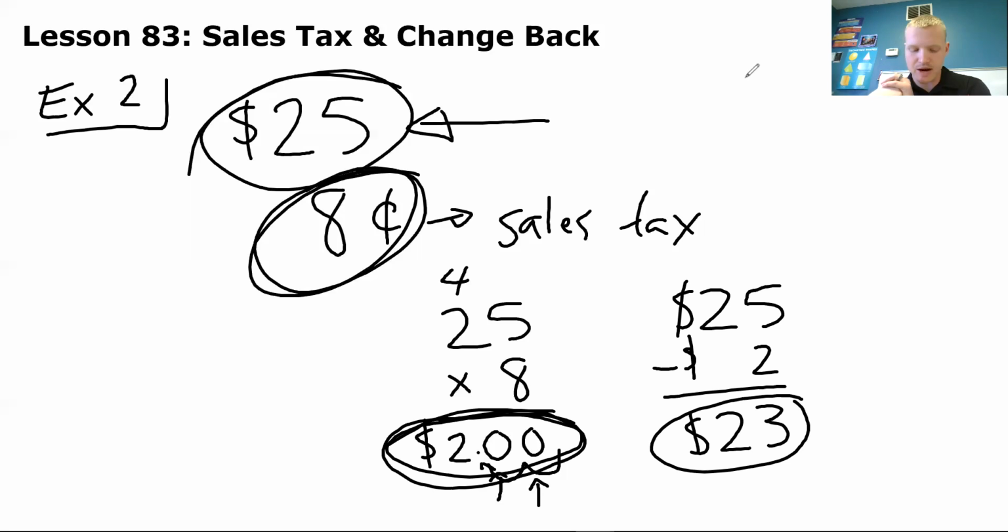Okay, so now we're going to do the change back portion of the lesson. So those were the 2 examples for the sales tax, which is very, very prevalent here in our lives, especially when you are going to go shopping in nearly any other state. There's not many states like Oregon that don't have sales tax.